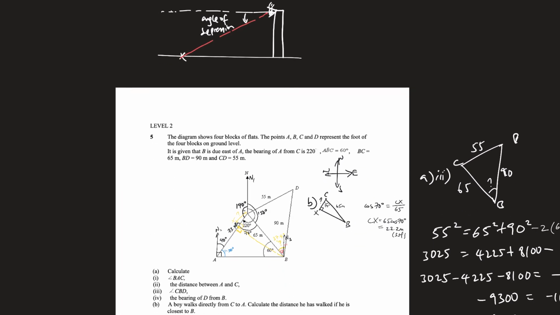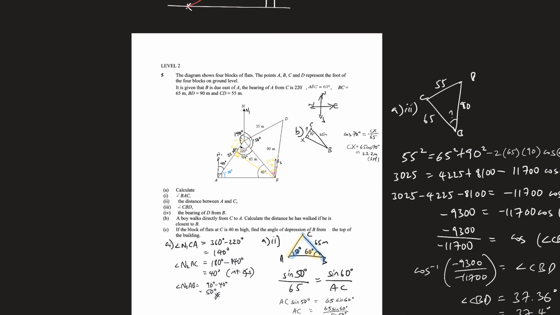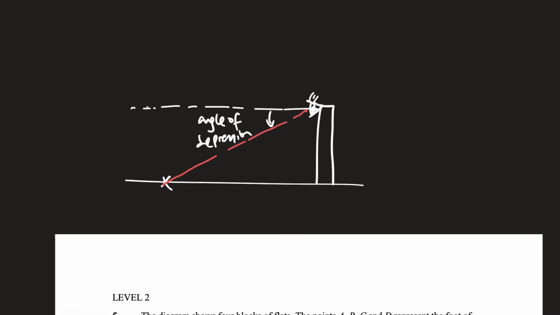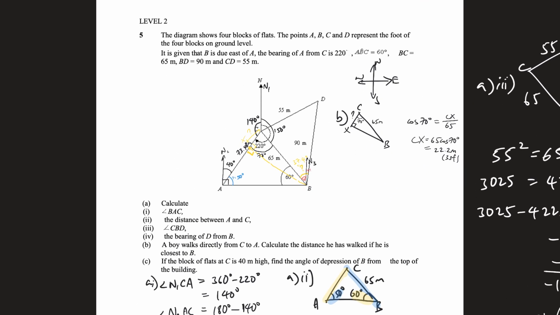So in this case, it says that the block of flats at C is 40 meters high, and so let's say this is at C, and this is 40 meters high. And from C, he is looking at B. Now really, this block of flats is pointing out of the page. It's actually standing on top of your paper. You can't really put it on the paper, right? It's actually in the third dimension. It's as if like you're putting a pencil, sticking out from your paper at C.